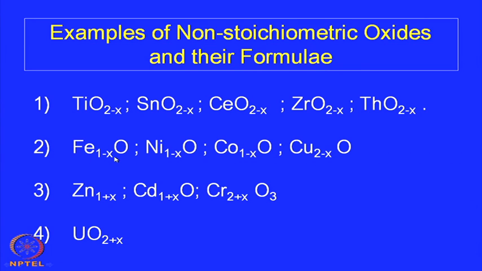Here these are metal vacancies. We have written these oxides in the form of Fe 1 minus x O. First of all, it is not O 2 minus x, it is not oxygen deficient, it is metal deficient. Now, metal deficiency can be either by metal vacancy or oxygen interstitial. But in this case it has been found that the metal deficiency is because of metal vacancy. So, we have written 1 minus x, not 1 plus x on that side.